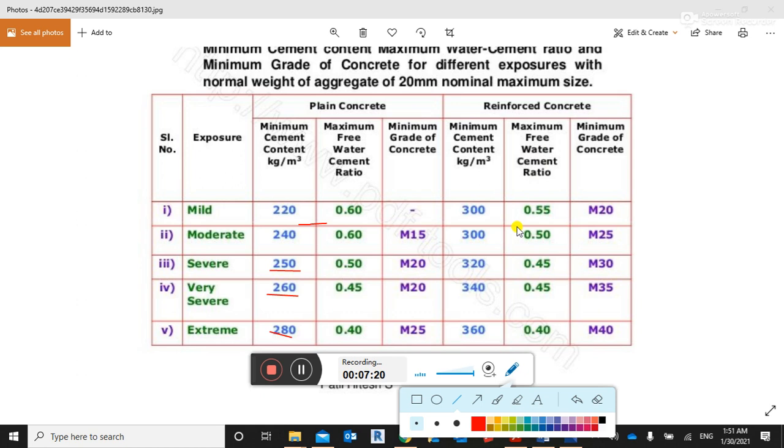Maximum free water cement ratio, we can use also 0.55 for mild condition. We can use for the moderate condition 0.50. In the severe condition we can use 0.45. In the very severe we can use 0.45. In the extreme condition we can use 0.4. In this condition also, and here again, this is called M20, this is called M25, this is called M30, this is M35, this is M40, guys.